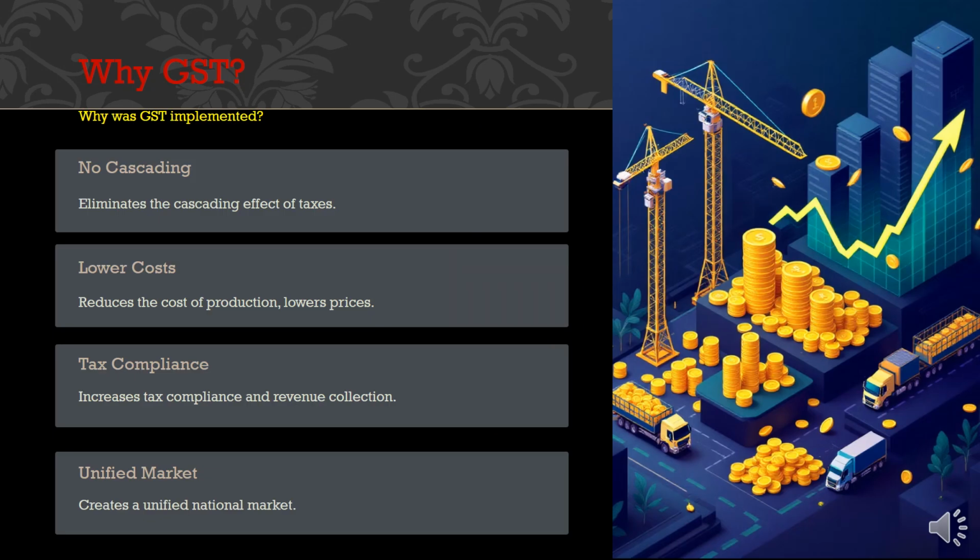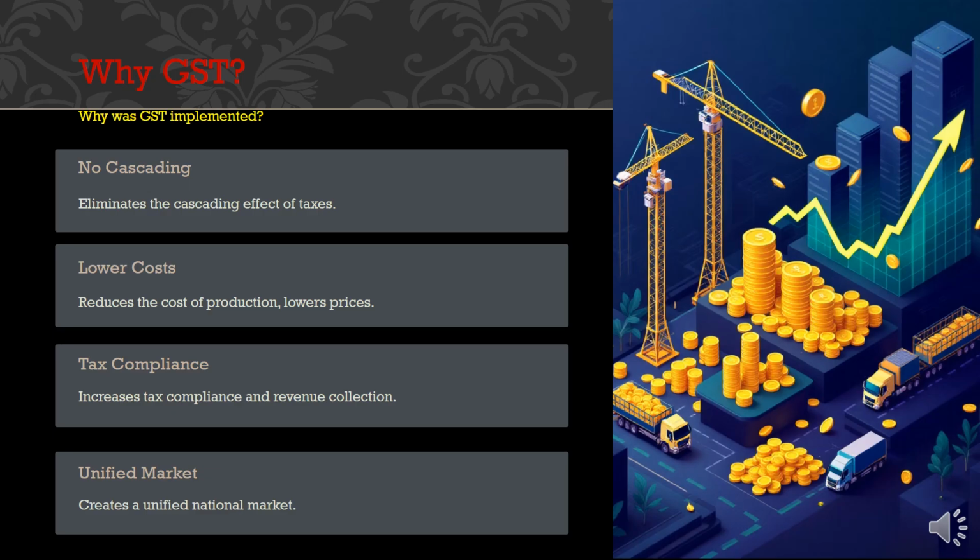Why GST? Why was GST implemented? There are four different reasons: no cascading effect, lower costs, tax compliance, unified market. No cascading eliminates the cascading effect of taxes. Here, cascading effect is the double taxation or tax on tax. To avoid that, GST was implemented.